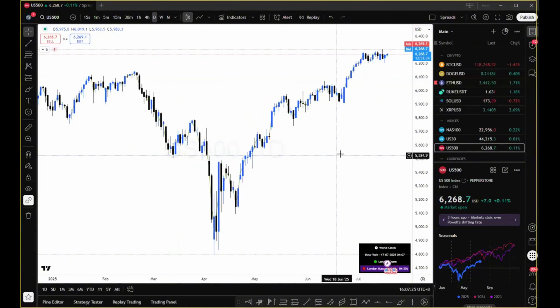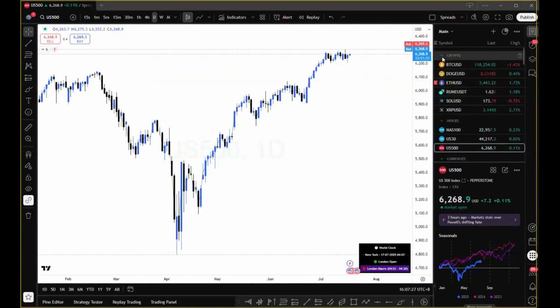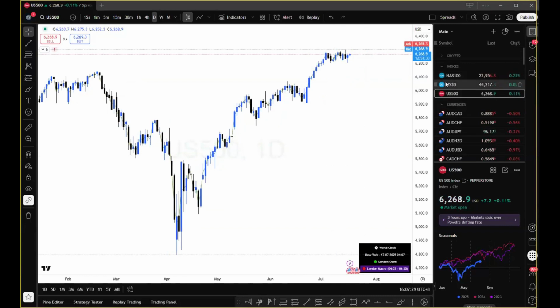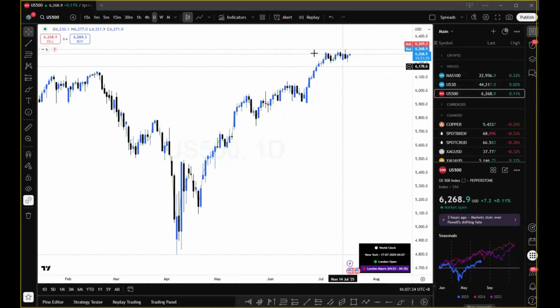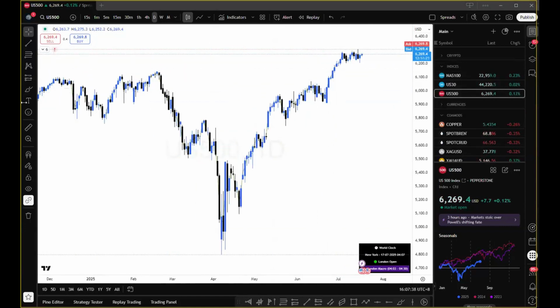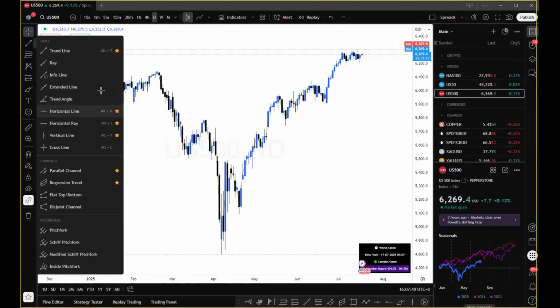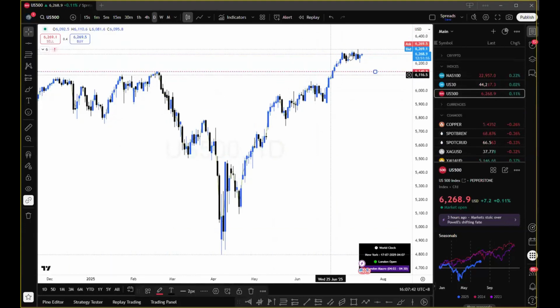So this is the S&P 500. I have the three listed here: NASDAQ 100, US 30, and US 500. I'm just going to go through one, and then hopefully we have additional time for the rest of them. Okay, so just mark out the all-time highs. So it broke above cleanly.